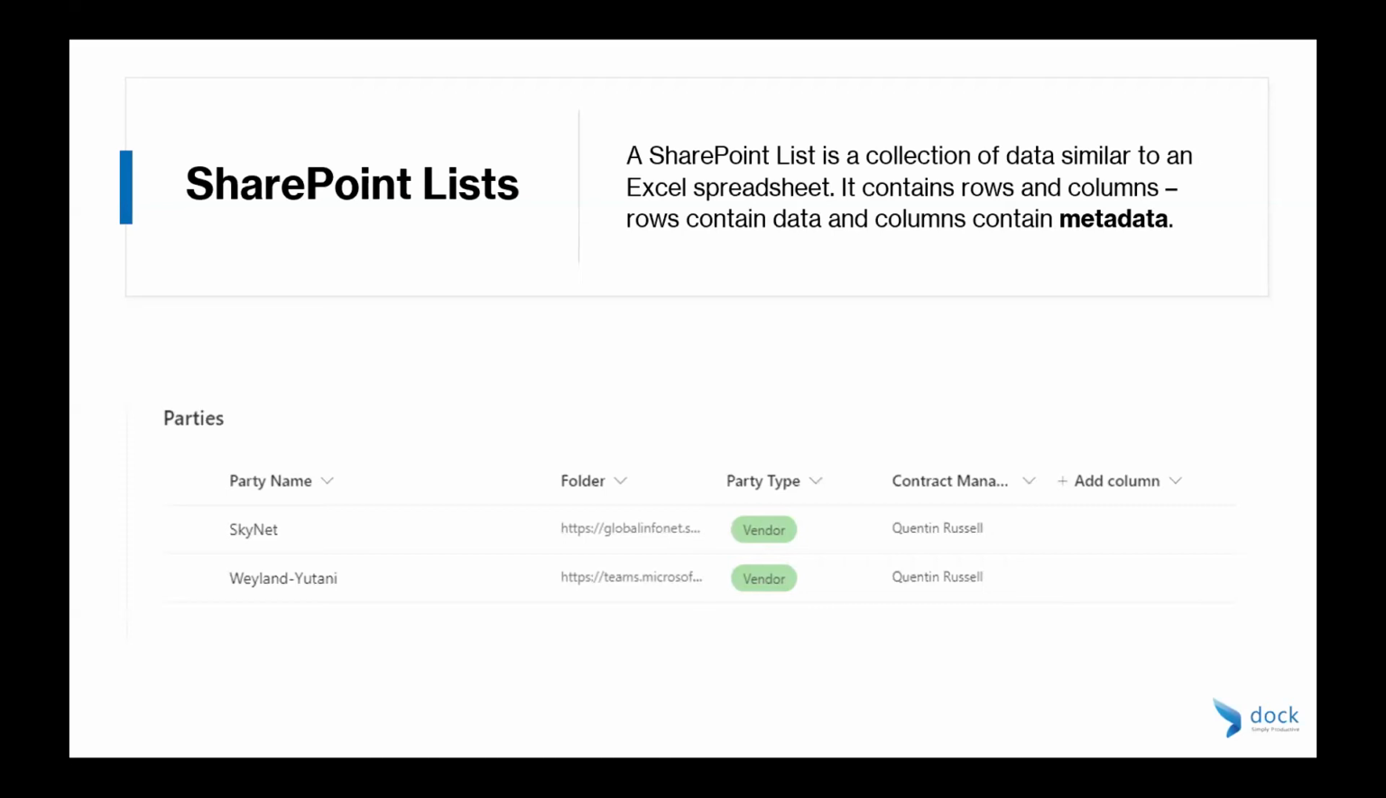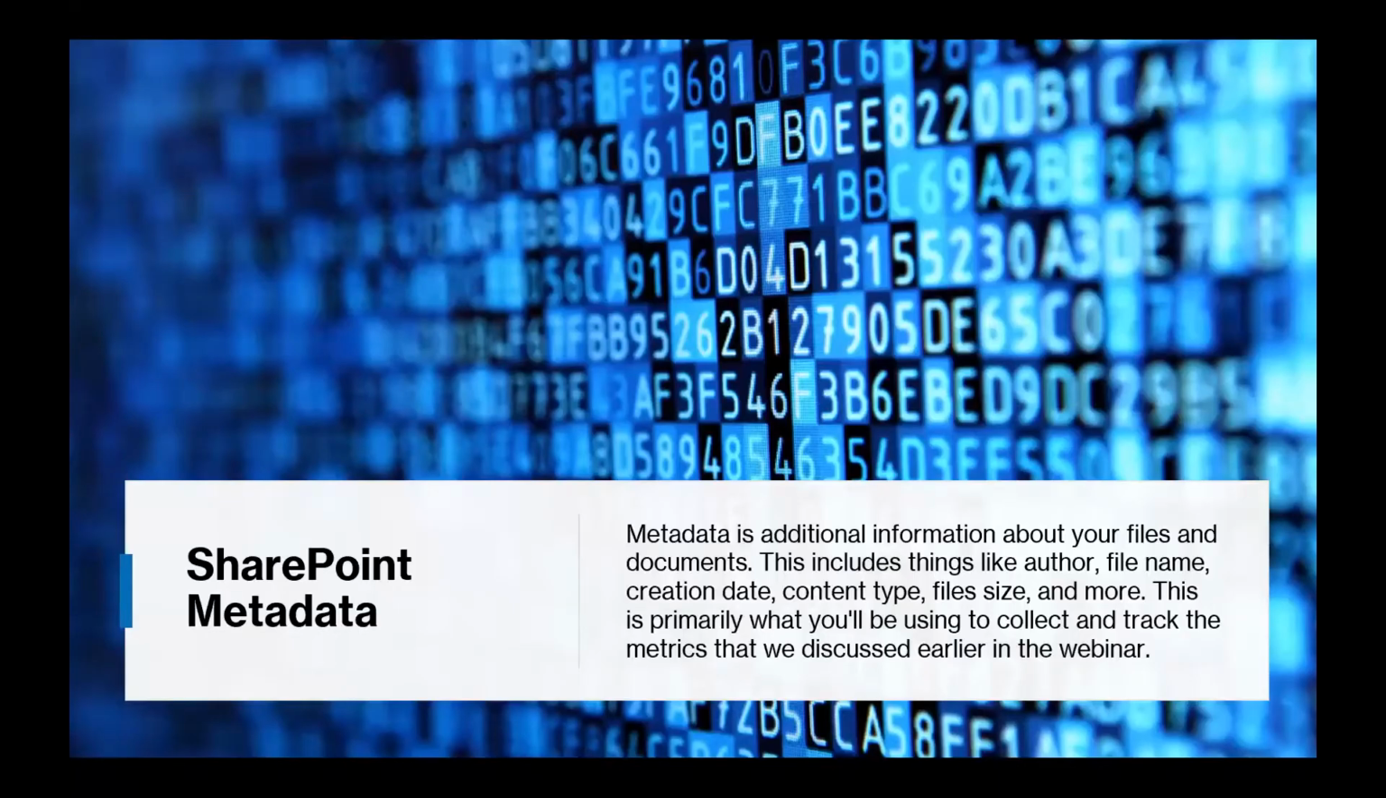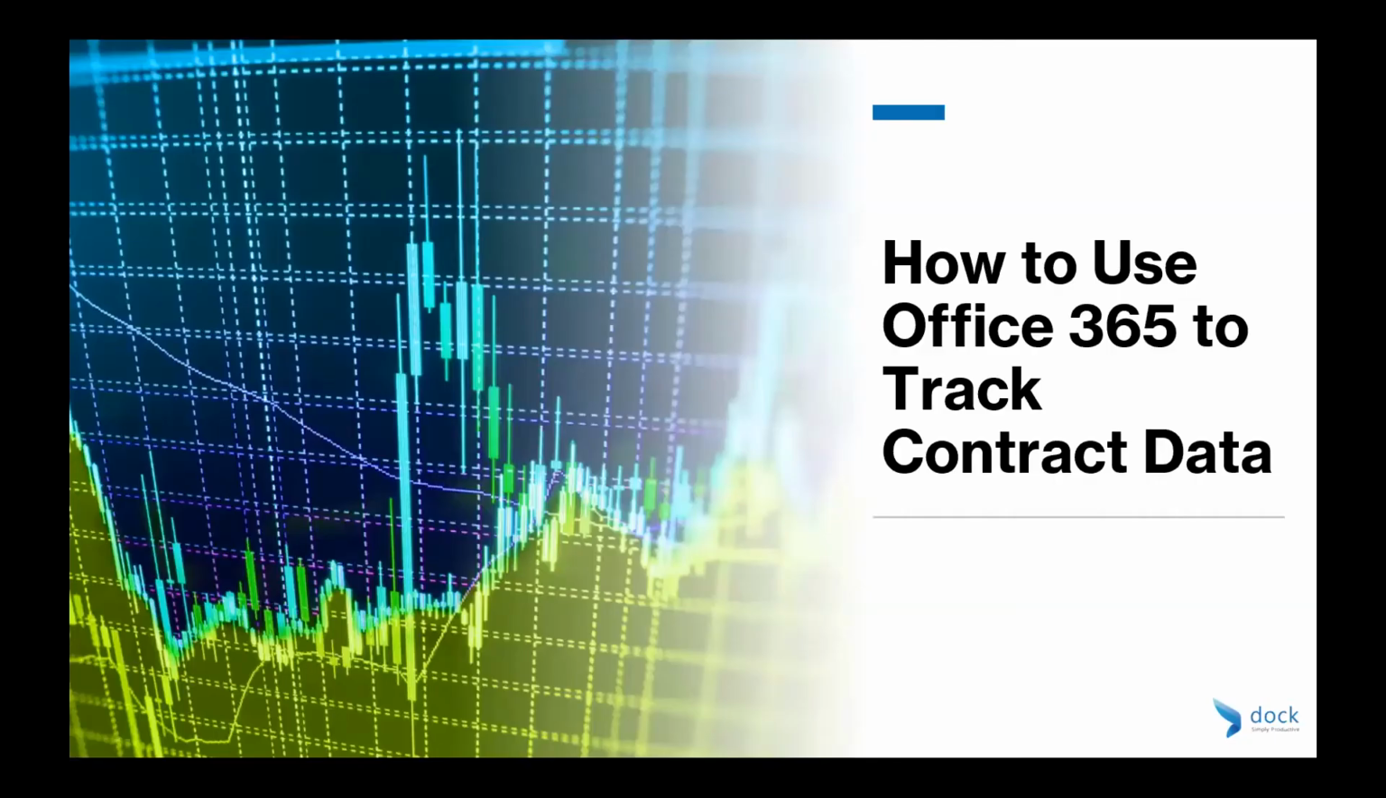Metadata is a big word that gets thrown around a lot, but what does that mean? Well, metadata is essentially additional information about your files and documents. This includes things like author, file name, creation date, content type, file size, and more. So this and SharePoint lists are the primary features that we're going to be using to collect and track the metrics that we discussed earlier in this webinar. So how do we actually do that?